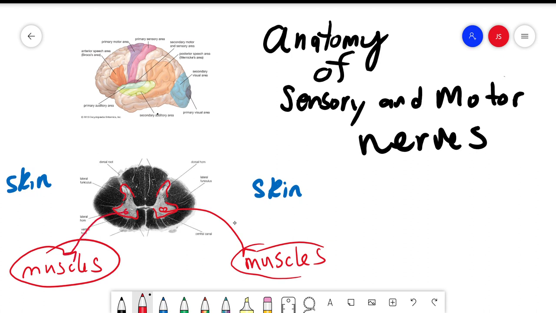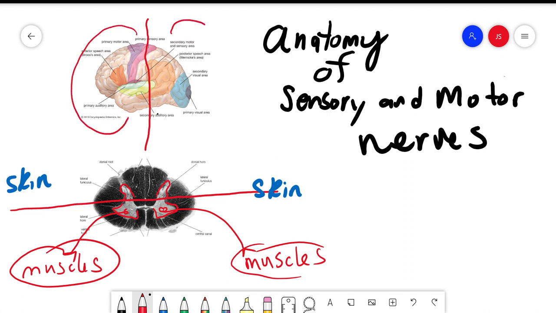So from here, we have neurons that synapse with the muscles. Now if I cut this across here, this is ventral, meaning this is the front of the person. So that would correspond if I cut this in half. This is the front of the person here. This is the back. And in the picture on the bottom, this is the front. And this is the back.